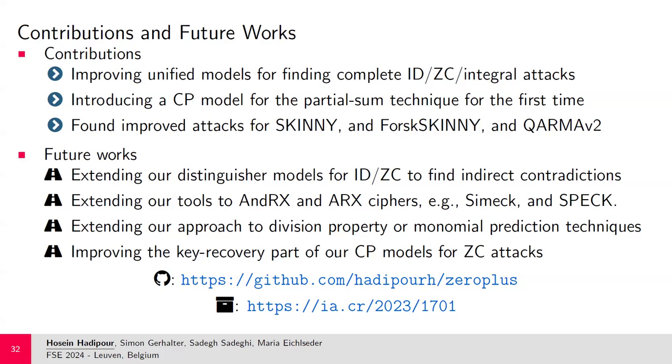Actually, for zero correlation, the main difference between zero correlation key recovery and integral key recovery is that in zero correlation, you need to switch between before and after the distinguisher. But in integral, we typically just append some rounds after the distinguisher. We don't need to switch between. So it will be a harder problem, I would say. Yeah, thanks for your question.